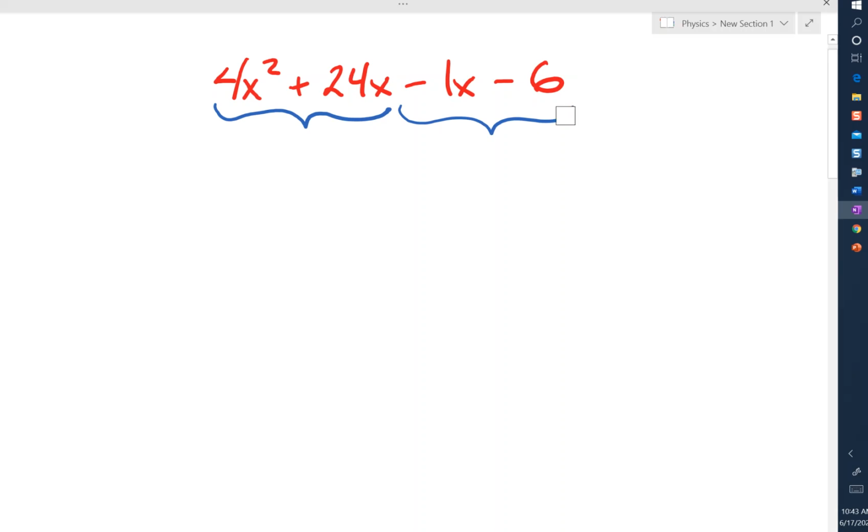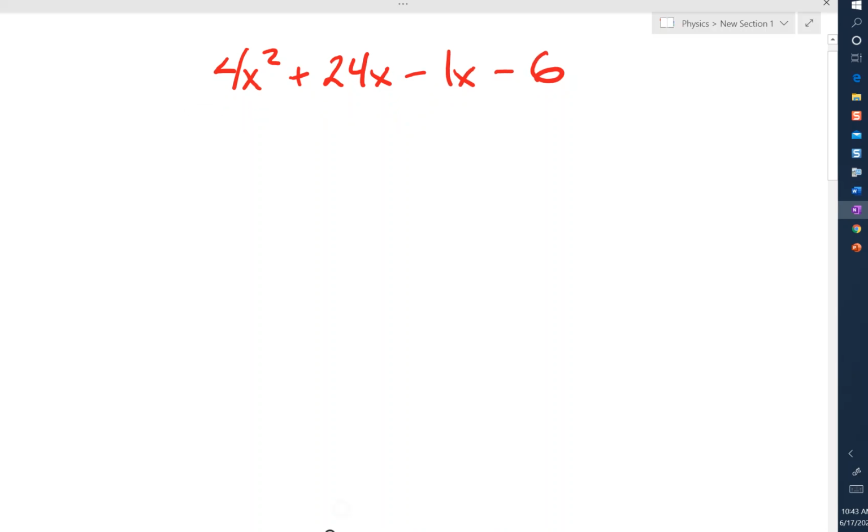Now, the first thing you want to check for is you want to make sure it's in standard form. That means your largest variable with the exponent is first, so x squared is first, and then the exponents get progressively smaller. So then we go to x, and then this one is the constant. It doesn't have a variable at all.